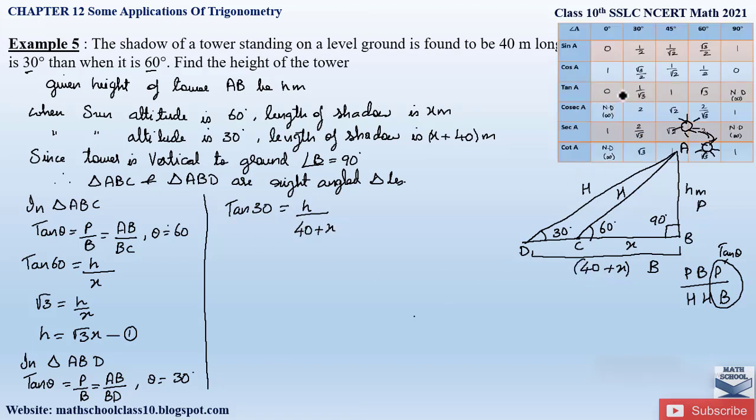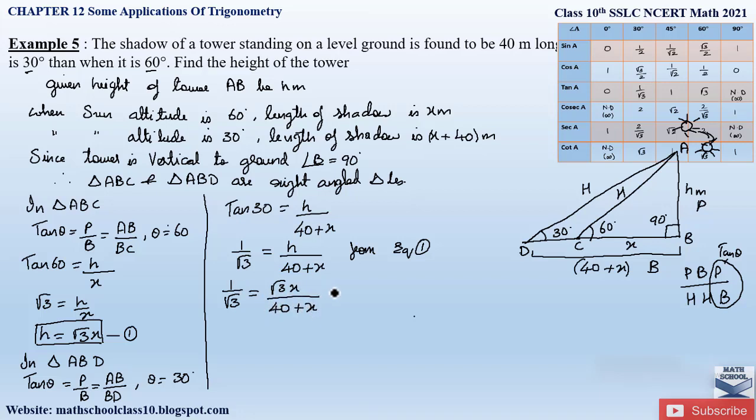Now what is tan 30 from our trigonometric value? It is 1 by root 3. So it is 1 by root 3 is equal to h divided by 40 plus x. So from our equation 1, we have found out that h is equal to root 3 into x. So you can write from equation 1, 1 by root 3 is equal to, what is h value? It is root 3x divided by 40 plus x.